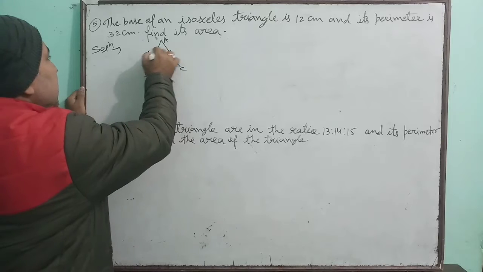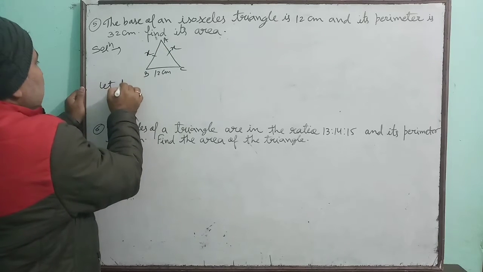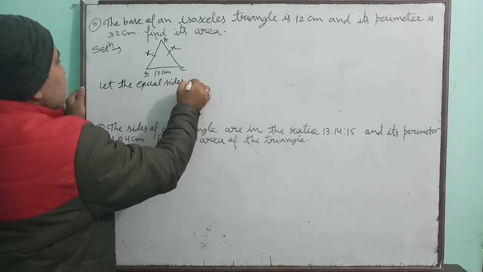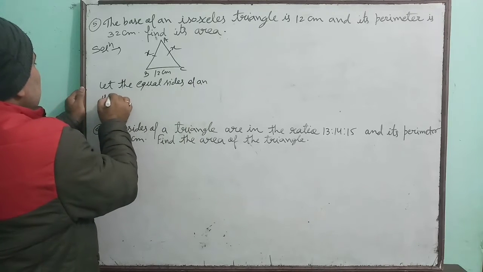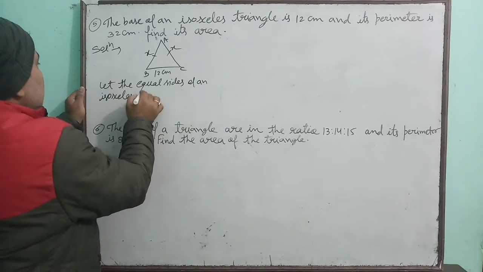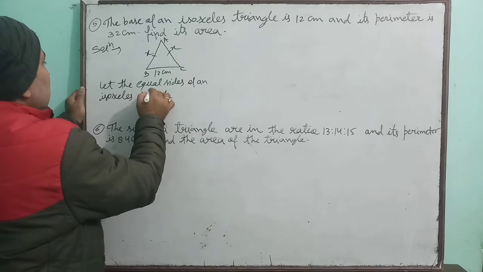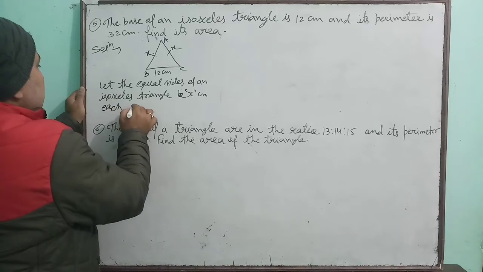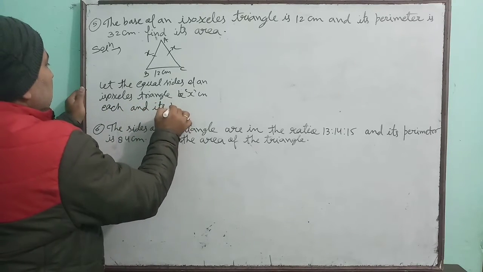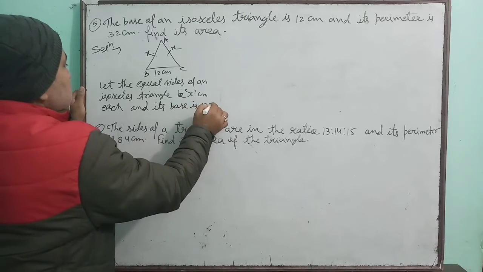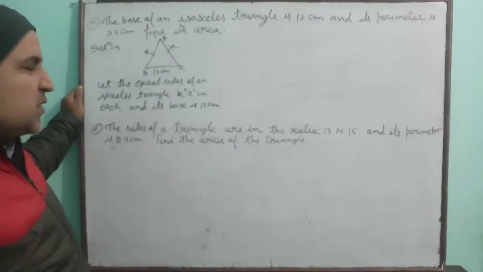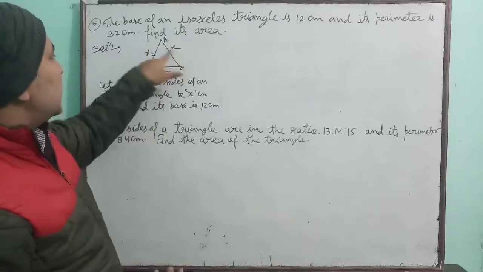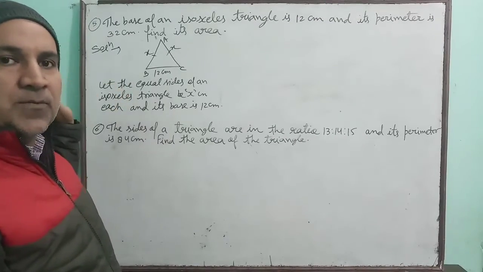Suppose that the equal sides be x. Let the equal sides of an isosceles triangle be x centimeter each and its base is 12 centimeter. This point you have supposed. Suppose base is 12 centimeter, it is given, but the equal sides are x centimeter each, that you have supposed.